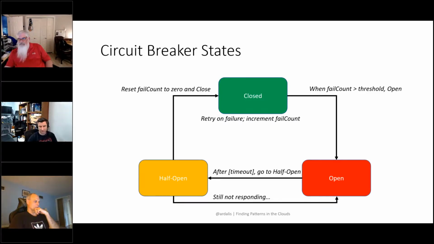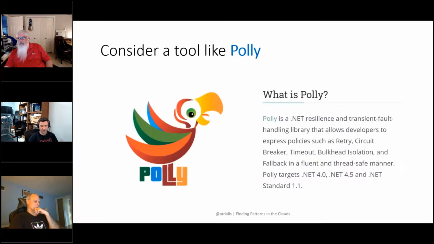Now, you could implement retry logic and circuit breaker logic and stuff yourself, but there is a third-party tool called Polly. I don't know if very many of you have used Polly, but it's a .NET resilience library that you can get off of NuGet, and it will handle a lot of these policies for you. So it does circuit breaker, it does retry, handles timeouts, and a number of other things in a fluent and thread-safe manner, and it works with .NET as well as .NET Core. So check that out.